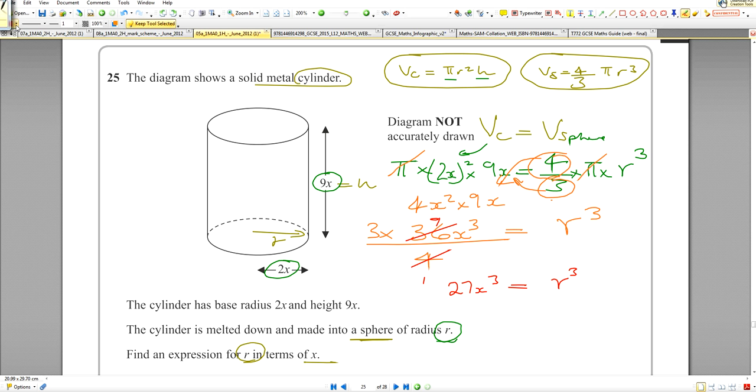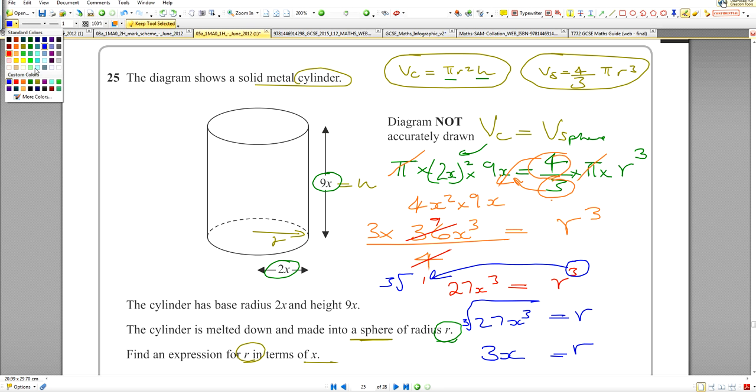Now, we need to work out r, not r cubed. So what do we do with the cubed? We take the cube over from here, come to this side, and it becomes a cube root. So if we say the cube root of 27x cubed, that gives you r. What's the cube root of 27? And what's the cube root of x cubed? x. And that's finished. The question is done.